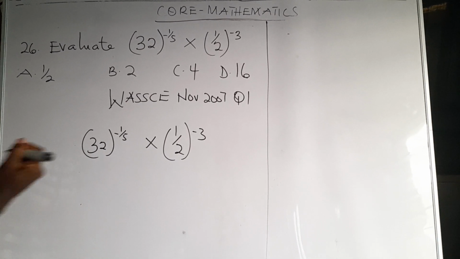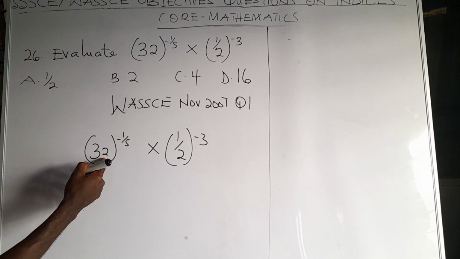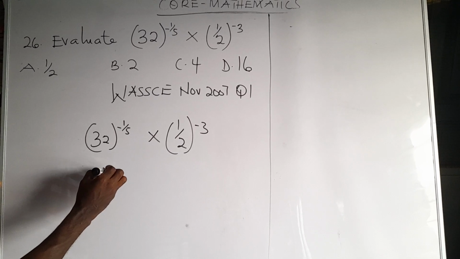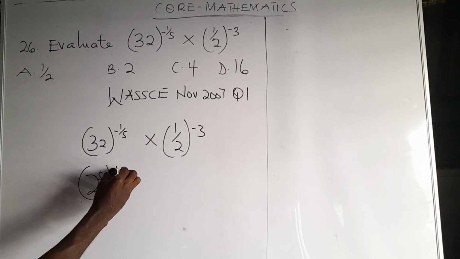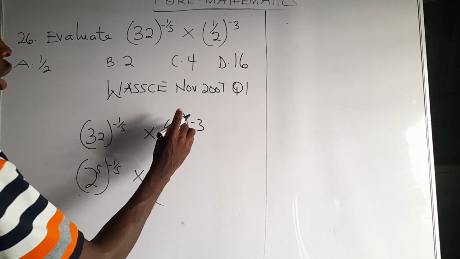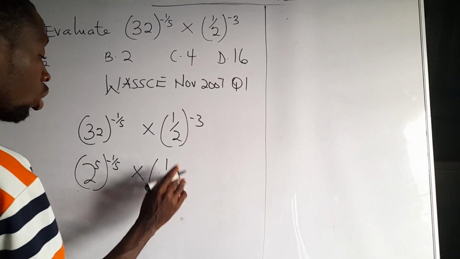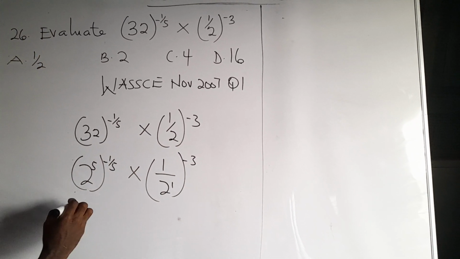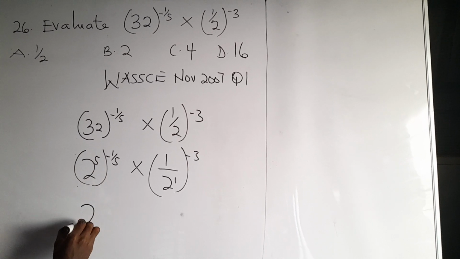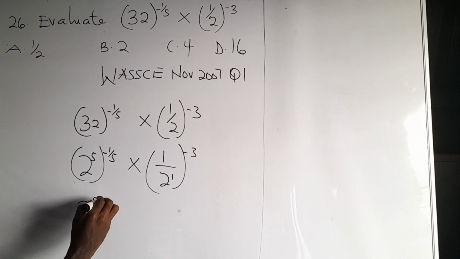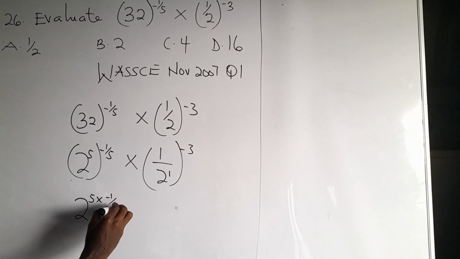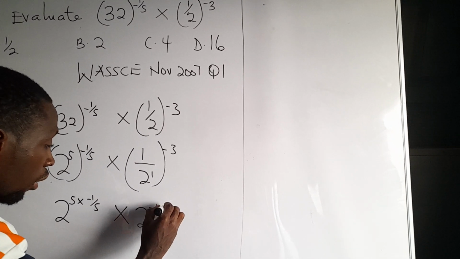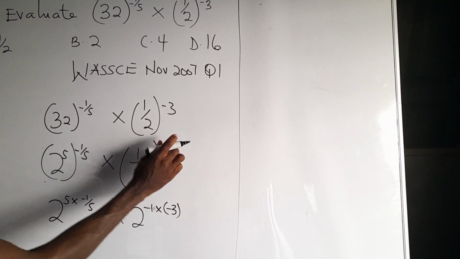So now let's change this to index form. 2 exponent 5 is 32. So we have 2 exponent 5 exponent negative 1/5 times, remember this can be written as 1 over 2, which is 2 exponent negative 1, all exponent negative 3. You can rewrite this as 2 exponent 5 times negative 1/5, times 2 exponent negative 1 times negative 3.